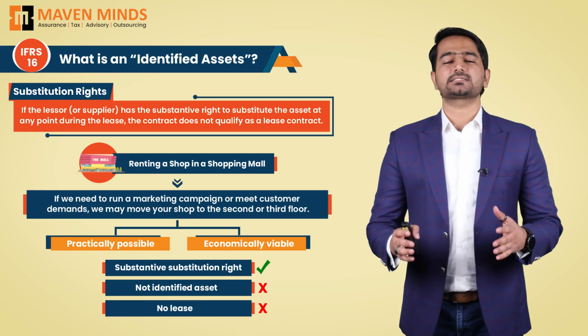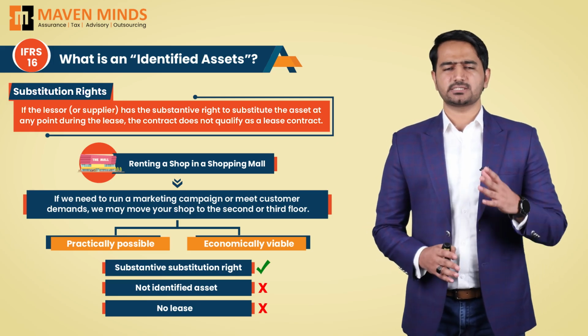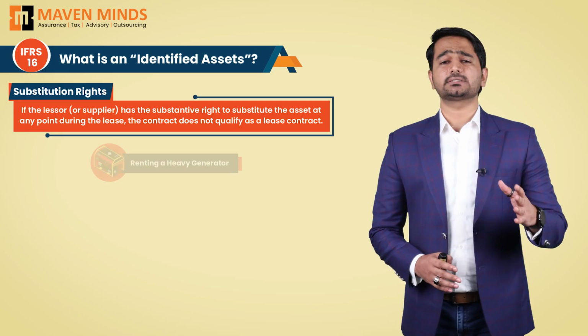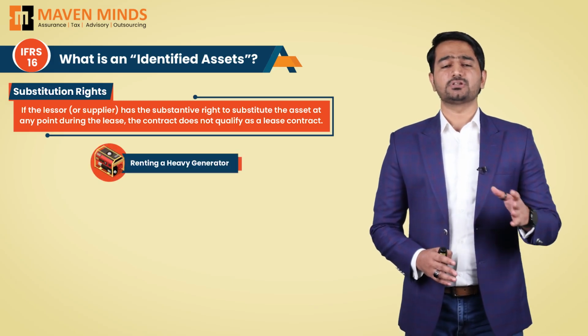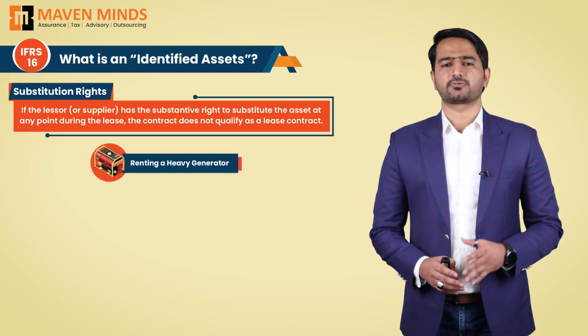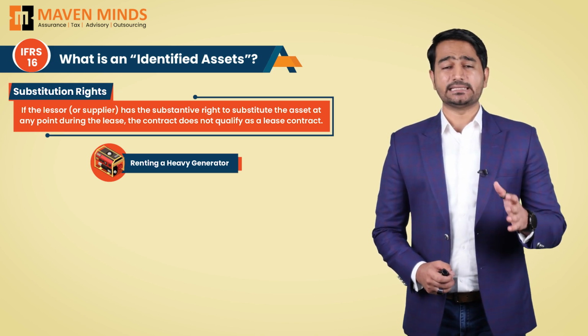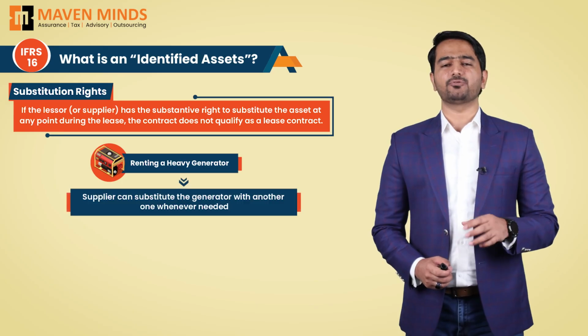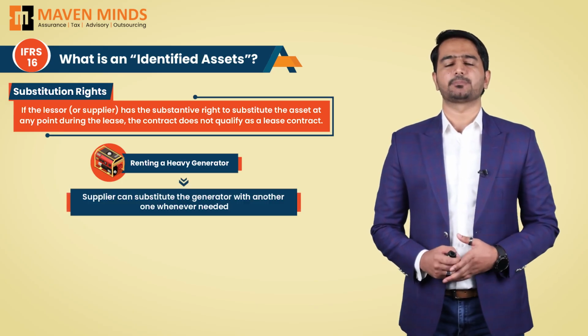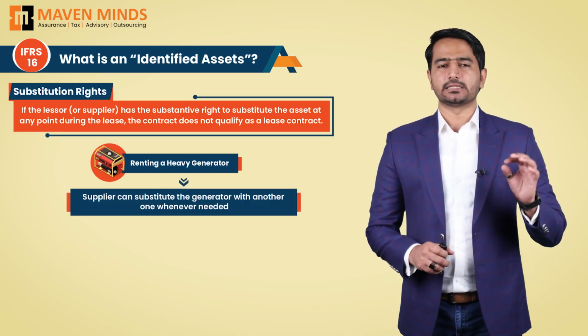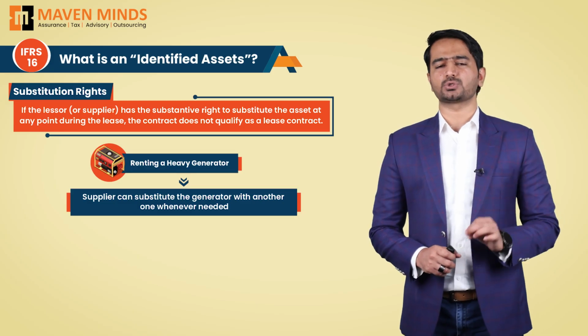Now, let's look at a different example. Suppose you rent a 30 kV generator which weighs about 10 tons from a supplier. The supplier says that they can substitute the generator with another one whenever needed. Technically, they have the contractual right to do so.